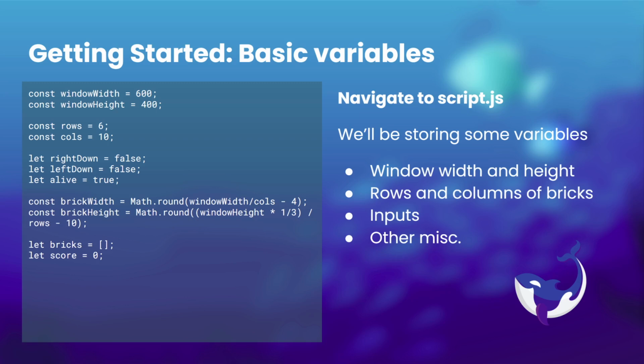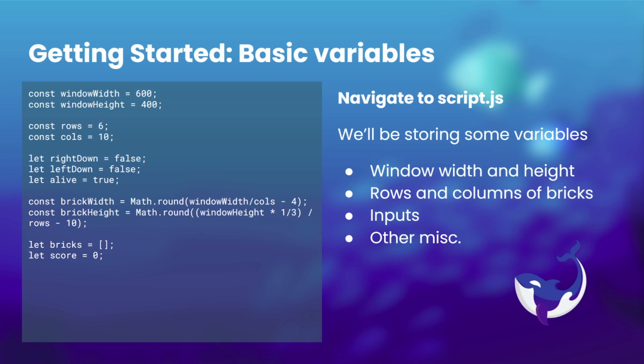Constant brick width. This is a little bit of math that essentially calculates how wide each brick is going to be based on our window width, so it scales dynamically. And it gives us a 2 pixel margin on both sides because it's -4, right? And brick height is the same thing. It gives us a 10 pixel buffer, and then it cuts our window height in 3, and it essentially puts our bricks at the top third of our window.